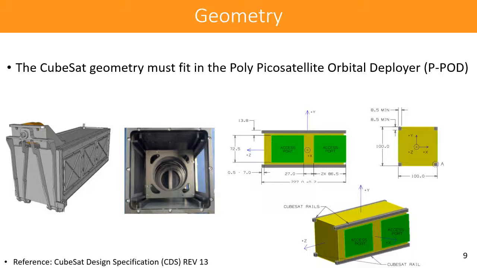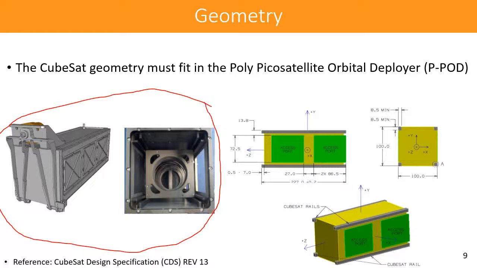The geometry must fit on the Cal Poly orbital deployer, which is this. The CubeSat needs to have rails to be able to slide here, and this deployer has a spring that pushes the CubeSat when it's in space. Also, the CubeSat has spring separators as well.